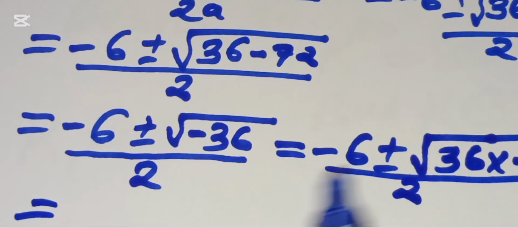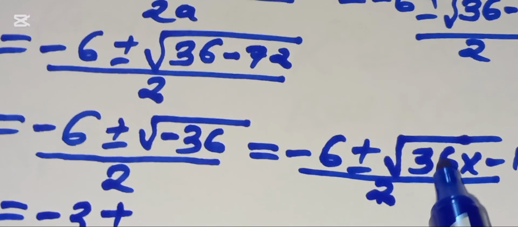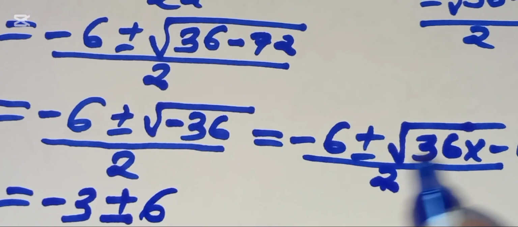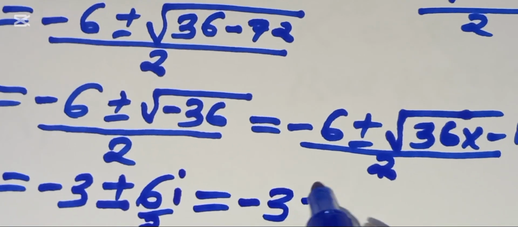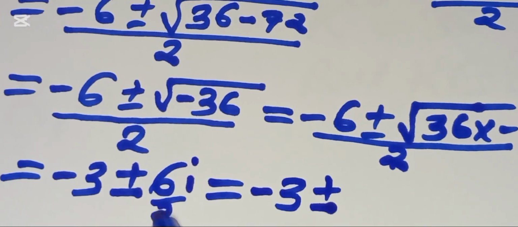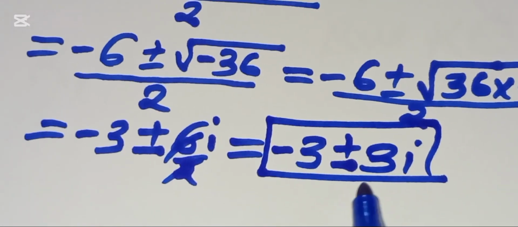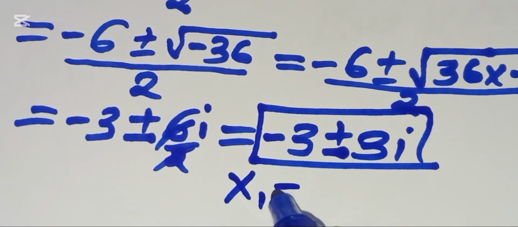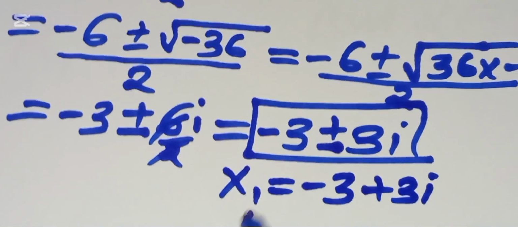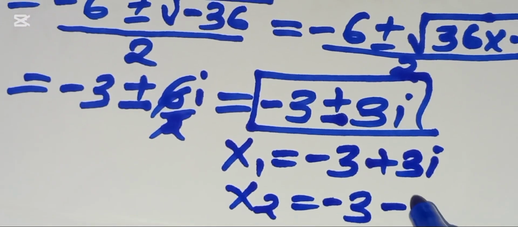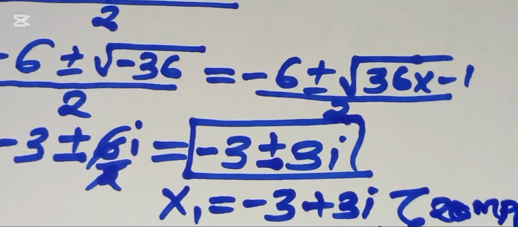Now this is the same thing as negative 6 divided by 2, which is negative 3, plus or minus the square root of 36, which is 6, and the square root of negative 1, which is i, divided by 2, and this gives us negative 3 plus or minus 3i. So that means that we have two complex roots here. That is x1 is equal to negative 3 plus 3i, and x2 is equal to negative 3 minus 3i. So these are the first two complex roots.